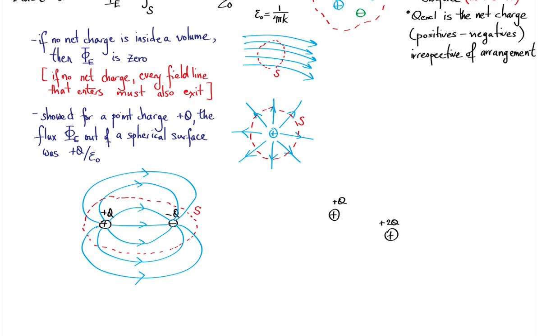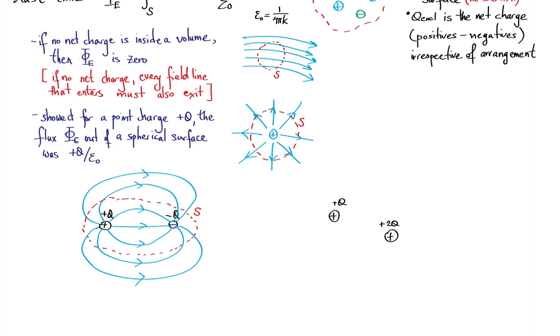So let's imagine now that we have some surface that's encompassing both of them. But it's not a nice regular surface. It's some kind of weird looking surface that looks like this. All right.